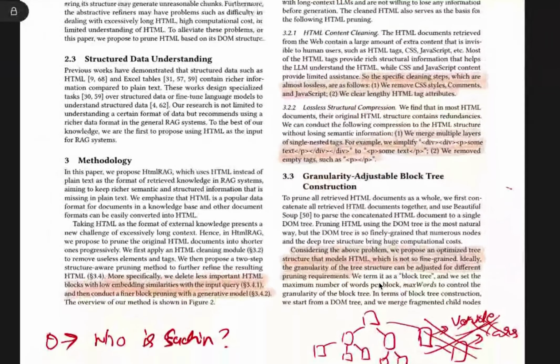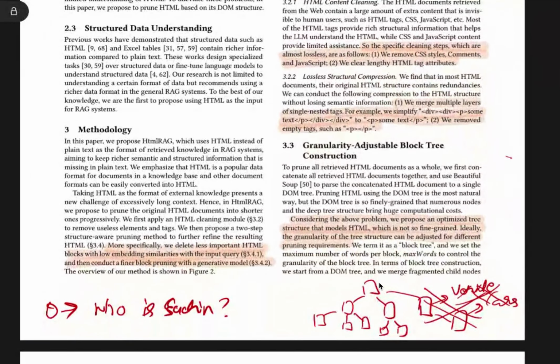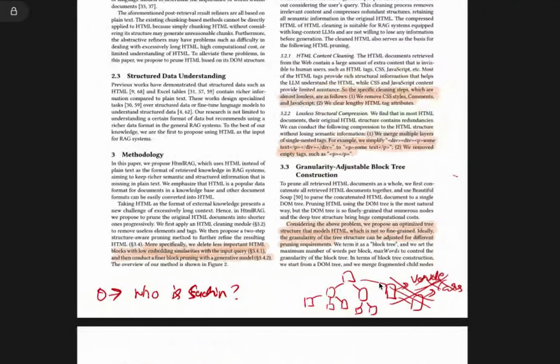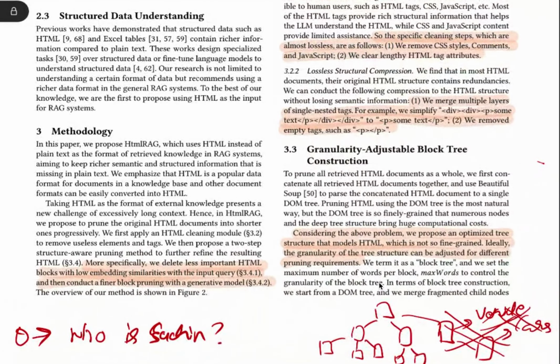Cool. Now coming to the third point, which is the most important one. They are saying we are using a granularity adjustable block tree construction. What is this? Okay, what is the problem? To prune all retrieved HTML as a whole, we first concatenate all retrieved HTML documents together and use Beautiful Soup to parse that HTML documents to a single DOM tree.